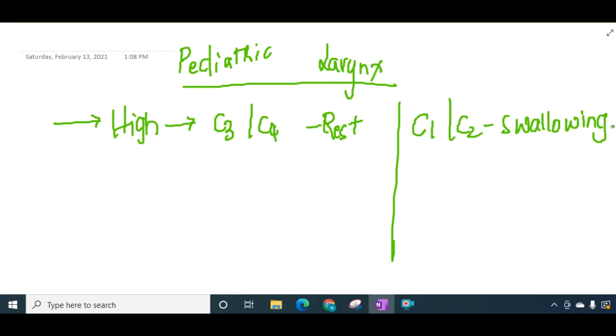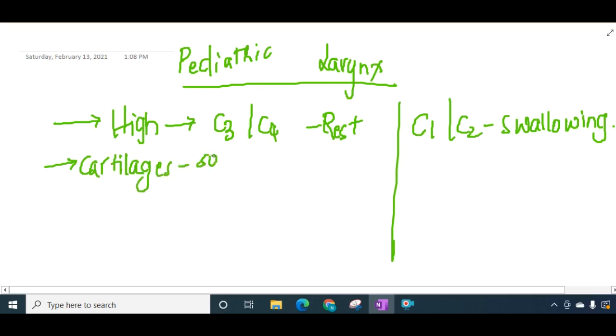This high position of the larynx allows the epiglottis to meet the soft palate and makes a nasopharyngeal channel for nasal breathing during suckling, so that the child can breathe and feed simultaneously. Then, in a child, the cartilages of the larynx are very soft and collapse very easily.